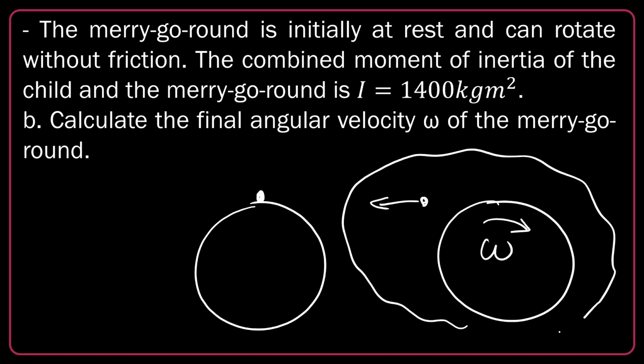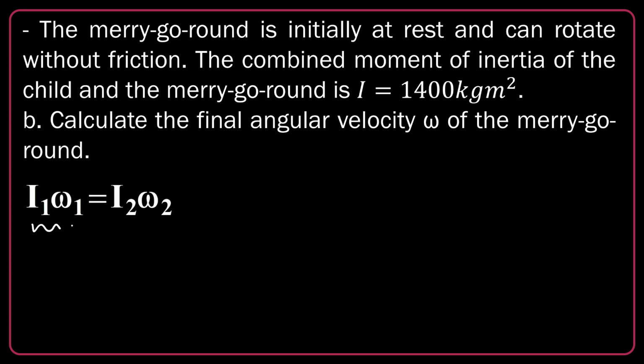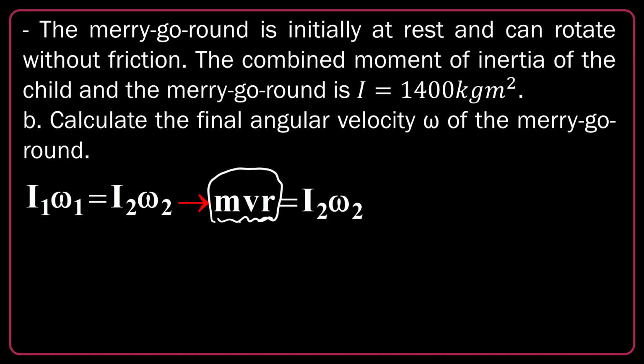Basically, we have a system not acted on by any external torque, so the total angular momentum of the system is conserved. Regarding this conservation of angular momentum or Newton's third law, we can write I1 omega 1 for the stone is equal to I2 omega 2 for the merry-go-round and the child. Okay? Then we can plug in the values. MVR is the angular momentum of the stone, as we proved in the previous part, and the moment of inertia of the merry-go-round and the child is given to be 1400, and omega 2 is our goal.